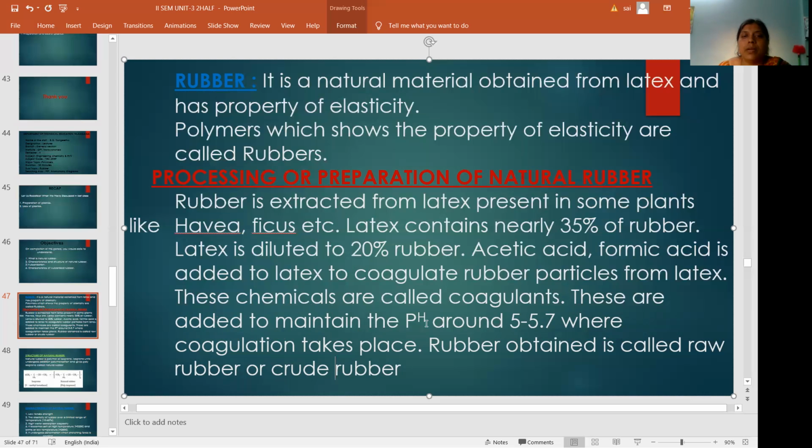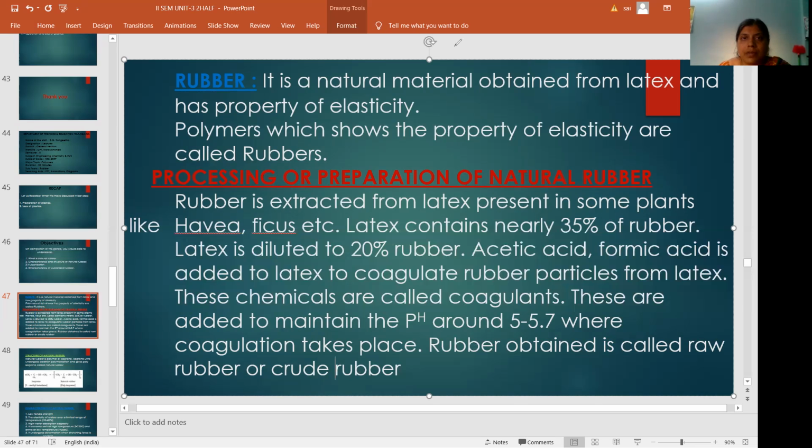These are added to maintain the pH around 5 to 5.5. Why are these added? To maintain the pH around 5 to 5.7, where coagulation takes place. That means only around this pH does coagulation take place. That's why we are adding these chemicals. So all the rubber particles will come together, and whatever rubber is obtained from the latex is called raw rubber or crude rubber.